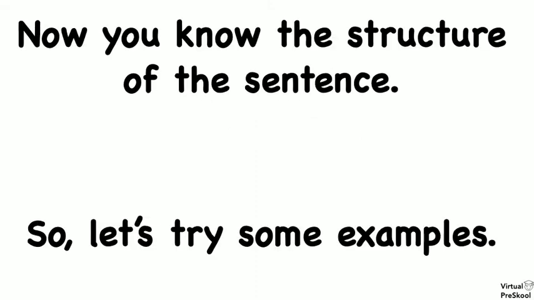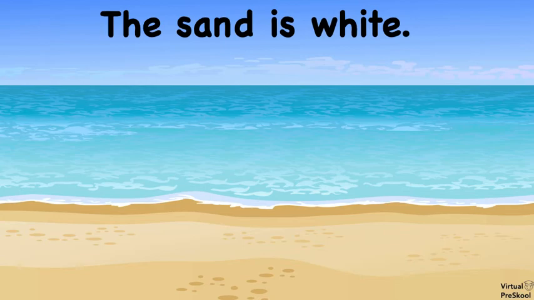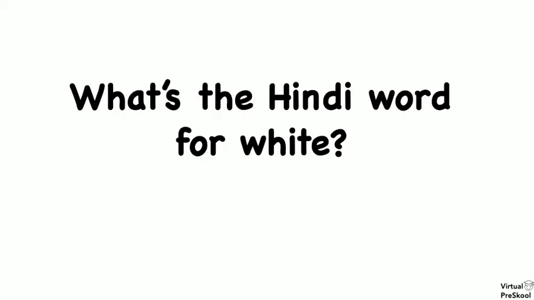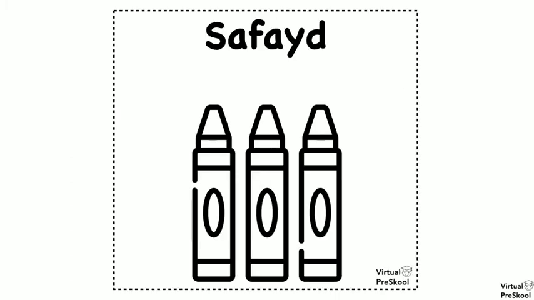So now that you know the basic structure of the sentence, let's try to put some more sentences together. How would we say the sand is white? The sand is white. Well, the Hindi word for sand is ret. Ret is how we say sand in Hindi. And do you remember how to say white in Hindi? How do we say white in Hindi? We say safed. Safed is the Hindi word for white.